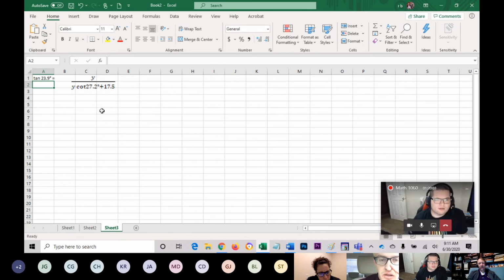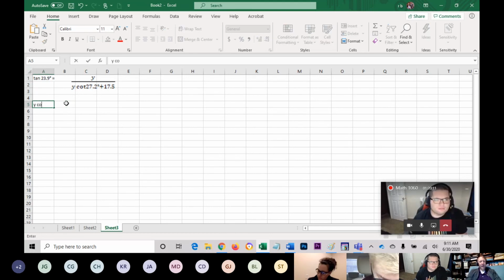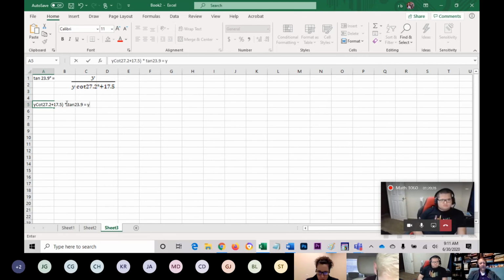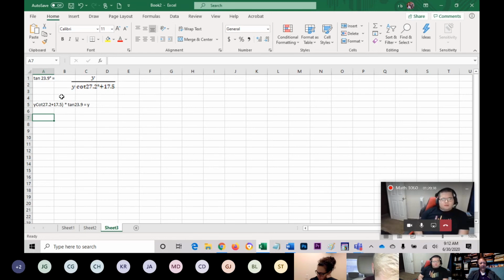Multiply both sides by the cotangent of 27.2 plus 17.5. So this is going to be y cotangent, 27.2 plus 17.5, this entire thing times the tangent of 23.9 equals plain old y. And then you could just divide by y on both sides. No, you don't want to divide by y, because y is what you're trying to solve for. Oh, you're trying to solve for y. That's right.